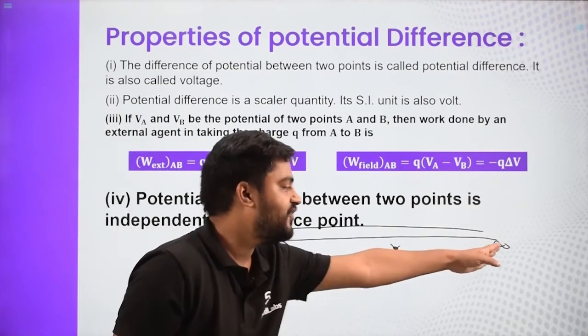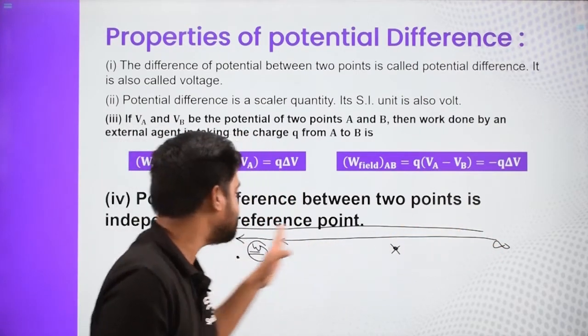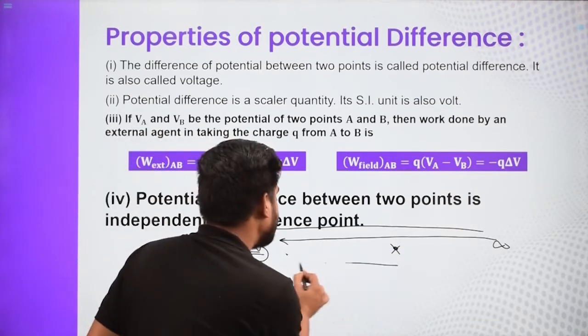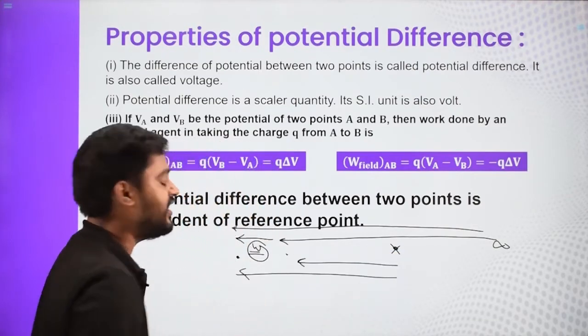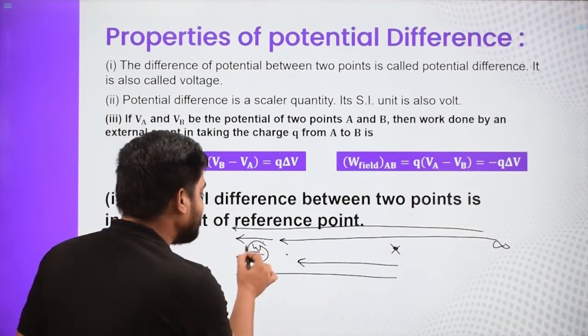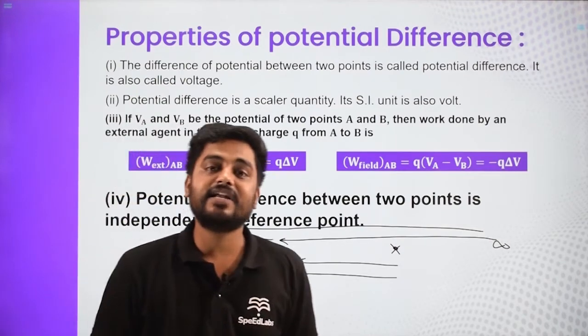Whether you are bringing the charge from infinity to this point and infinity to this particular point, or from this point to this point and this point to this point, it does not matter. The difference is always going to be the same. So it is independent of the reference point taken.